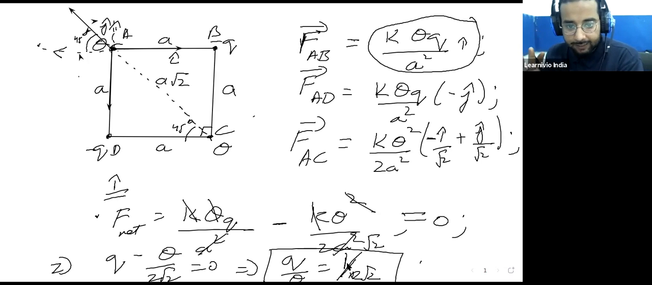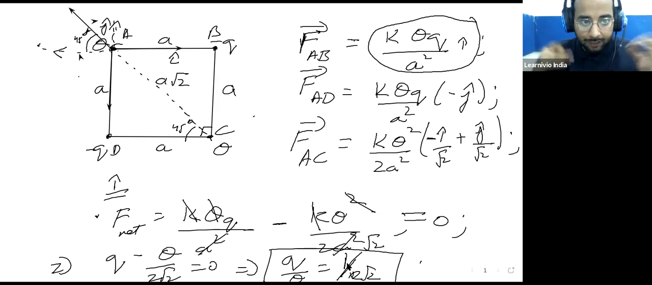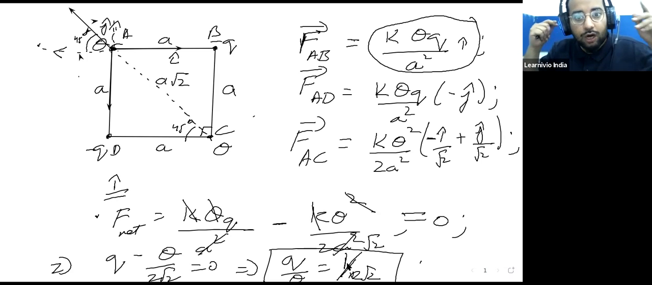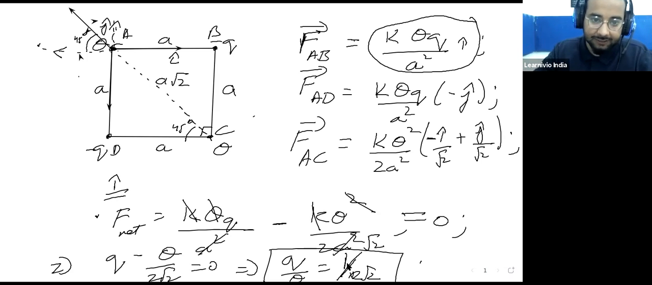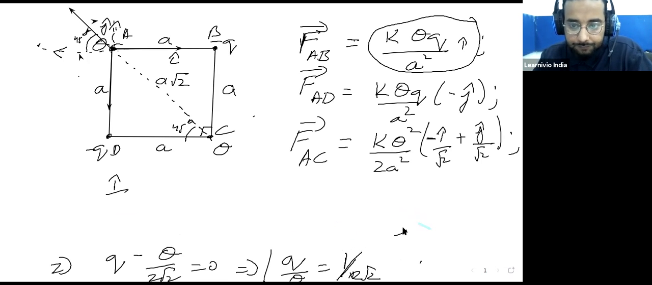So all we did was essentially compare what is happening along the x-axis, but our job is not done yet, is it? We still have to figure out what is happening along the y-axis, because if the net force is zero, it has to be zero along both the x-axis and the y-axis. So let's do that as well. What is happening in the j direction?